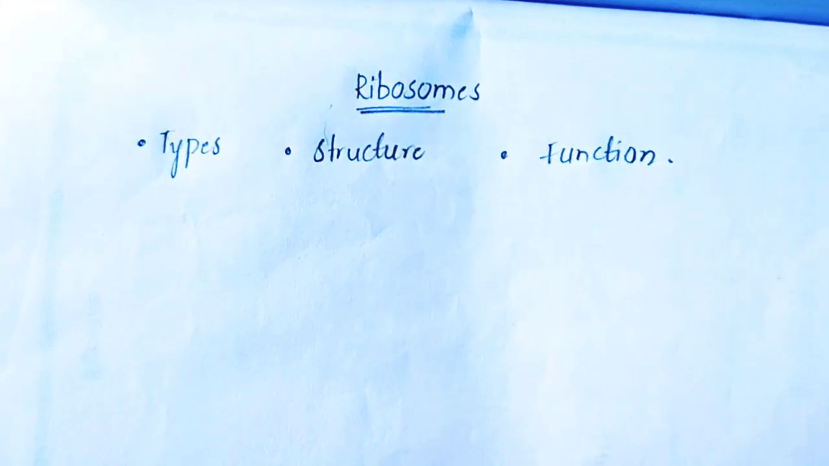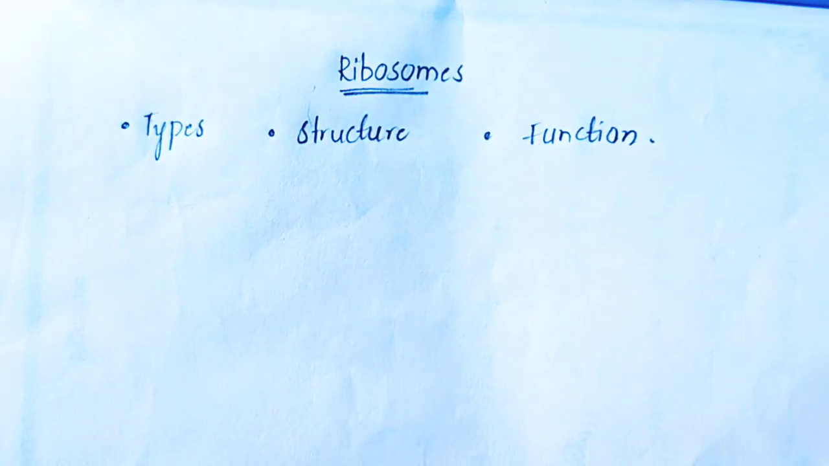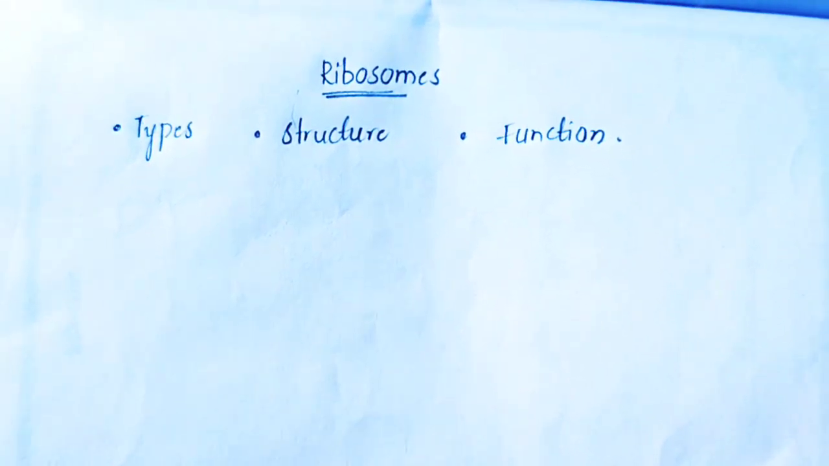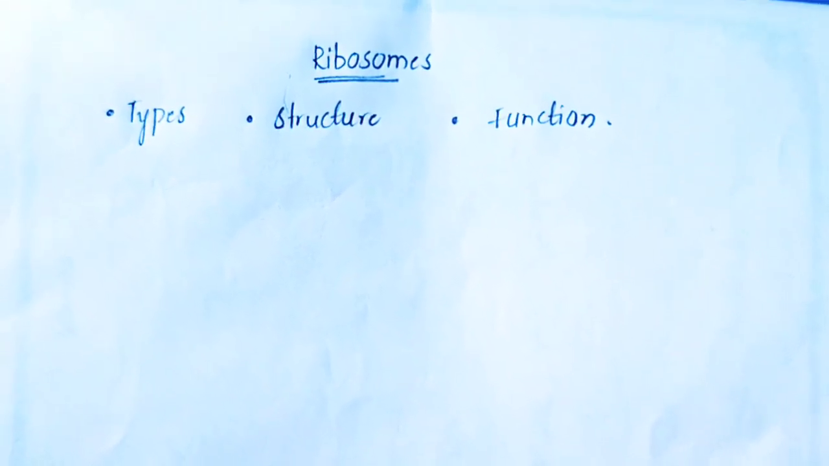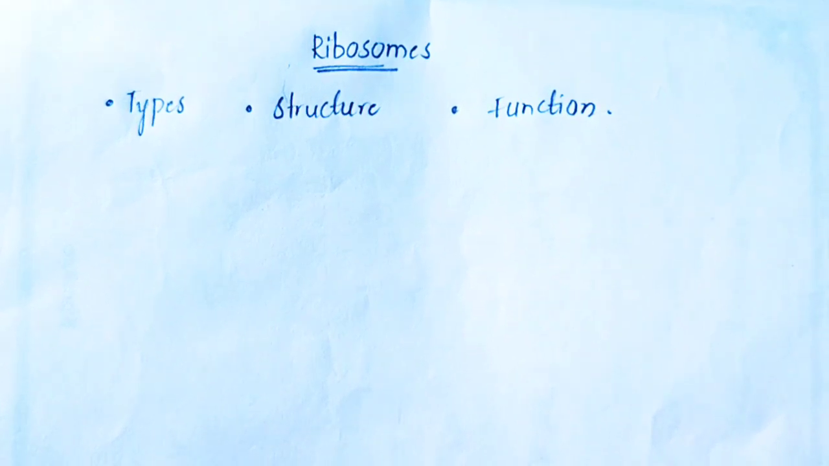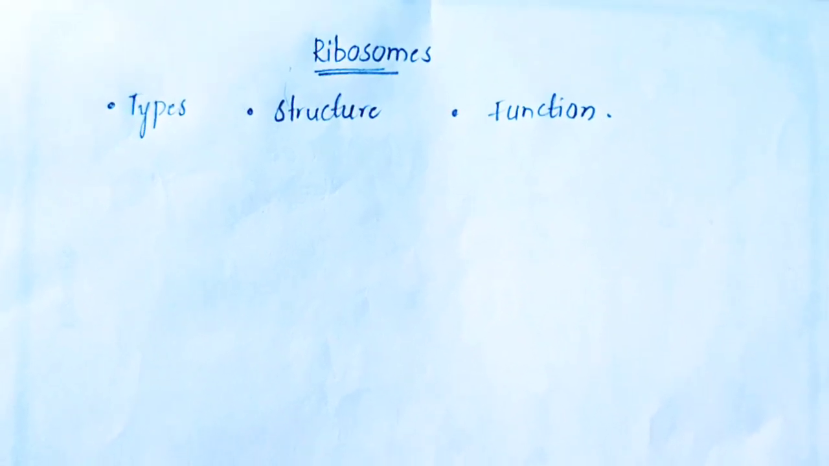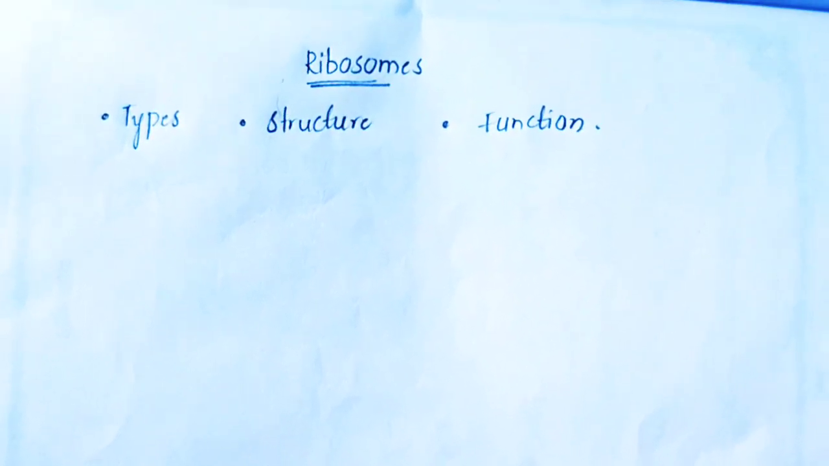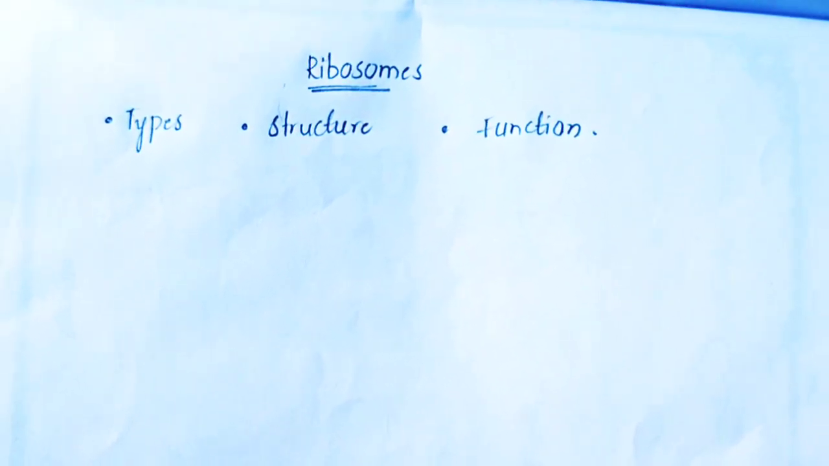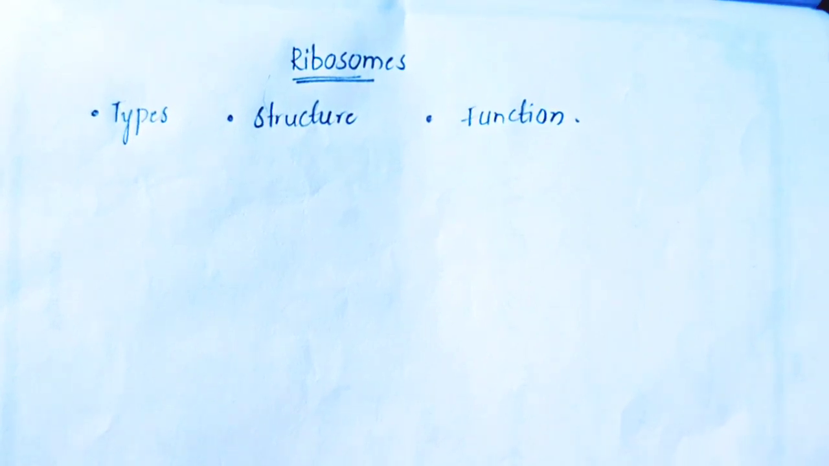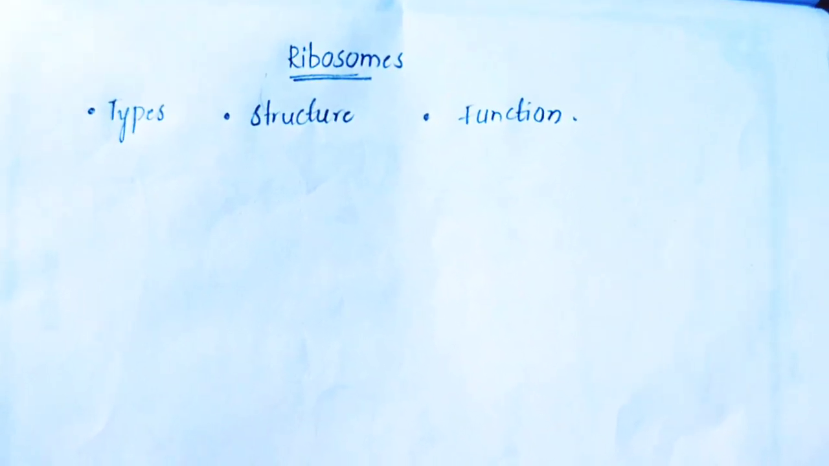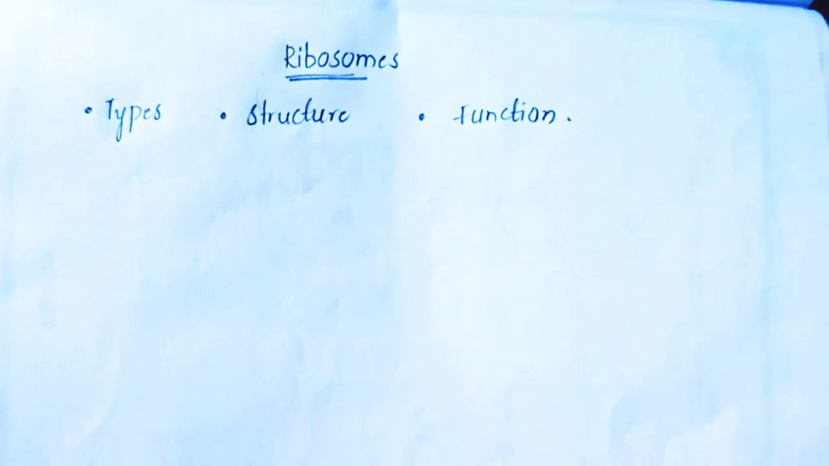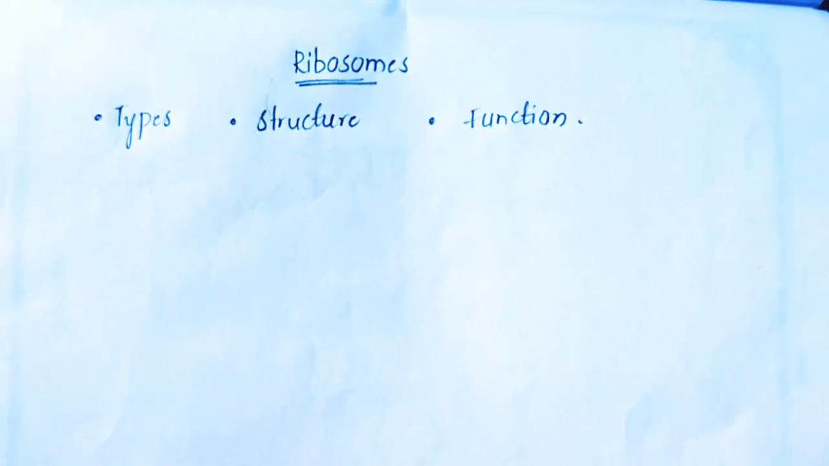Good morning everyone. So in this video we'll discuss the ribosomes, the types of ribosomes, ribosome structure and function. Ribosomes were first observed by Claude as microsomes. Later they were known as ribonucleoproteins or ribosomes. These ribosomes are the protein factories. That means they are helpful for the synthesis of proteins. Hence they are called protein factories.